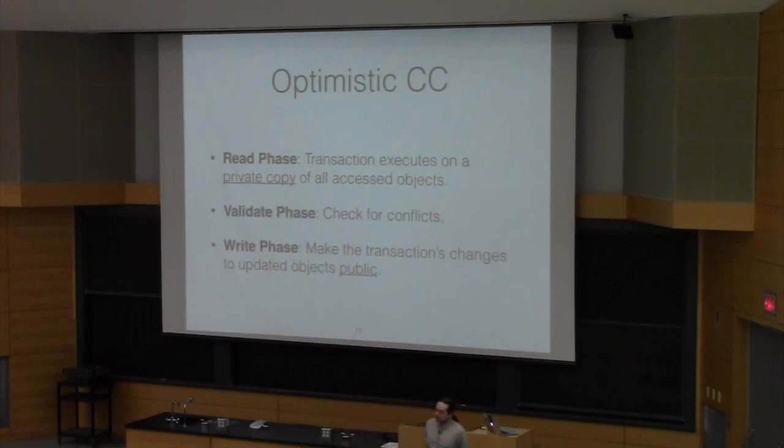So the validate phase needs to check for conflicts, right? Needs to check, and the simplest way to do that is to see if any of the transactions that came before it, before the transaction that we're checking, introduced any potential conflicts, right? I mean, we're checking for conflicts. We have to check all of the transactions beforehand to see if they introduced any conflicts. Do we care about any of the transactions that follow it in the serial order? No, I mean, they haven't happened yet.